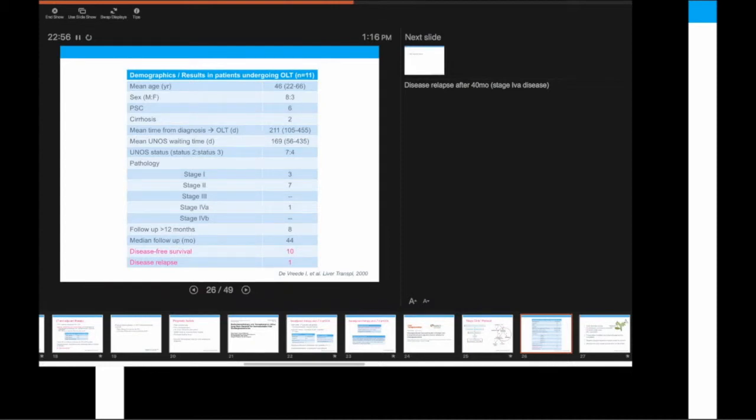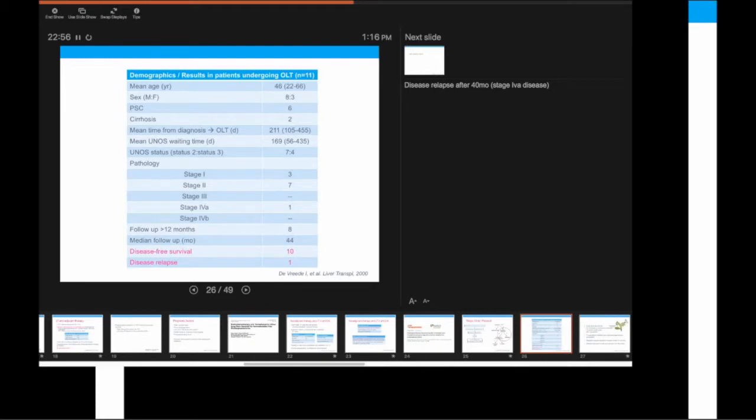Mean age was 46, predominantly male. 6 of these patients had PSC, 2 had cirrhosis. The mean time from diagnosis to transplant was less than a year, just 211 days. Mean UNOS waiting time was only 169 days. UNOS status at that time, this was before 2002, so UNOS was status 2 and status 3. Pathology on explant ranged between stage 1 and stage 2, and only 1 of these patients had stage 4A disease.